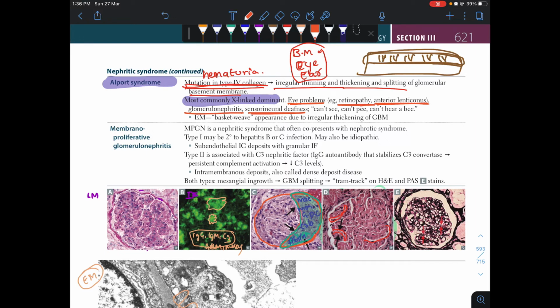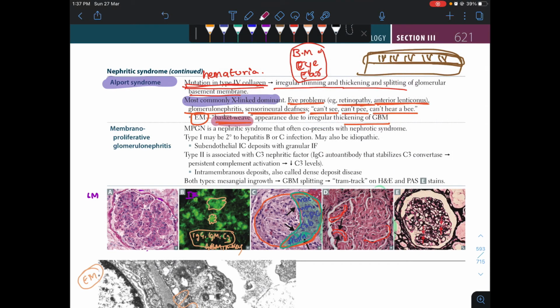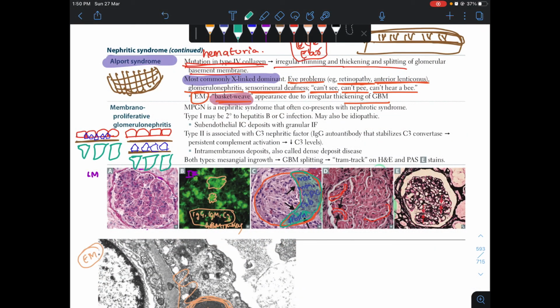And the mnemonic for this is can't see, can't pee, and can't hear a B. And on electron microscopy, we find the basket weave appearance due to irregular thickening of the glomerular basement membrane. Basket weave. We find it like this. Next, we have membranoproliferative glomerulonephritis.